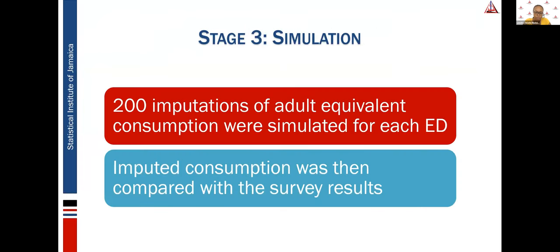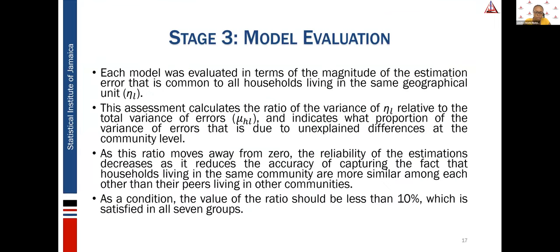In terms of the simulation stage, there are about 200 simulations that were done for the models that we used, and the imputed consumption was then compared with the survey results. In terms of model evaluation, each model was evaluated in terms of the magnitude of the estimation error that is common to all households living in the same geographical unit. This assessment calculates the ratio of the variance of that error relative to the total variance of errors, and indicates what proportion of the variance of errors is due to the unexplained differences at the community level.